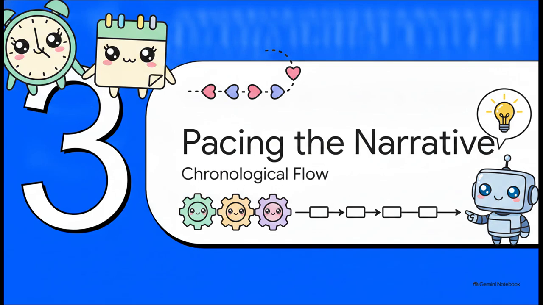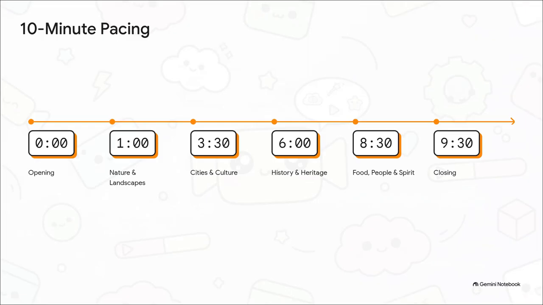Okay, on to Section 3, pacing the narrative. Now, what's really interesting here is how the prompt maps out a rigid timeline, because let's face it, left to its own devices, AI will just mash random ideas together. This prompt solves that chaos through brilliant structural piecing. It divides the 10-minute runtime into distinct, time-stamped chapters.